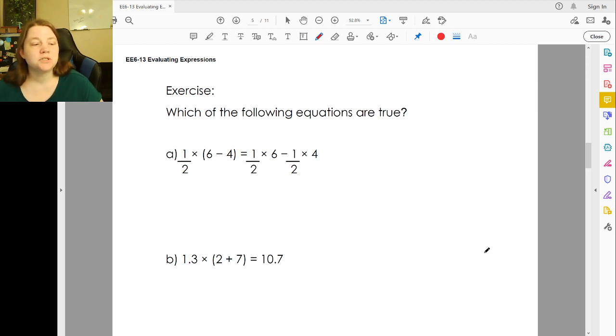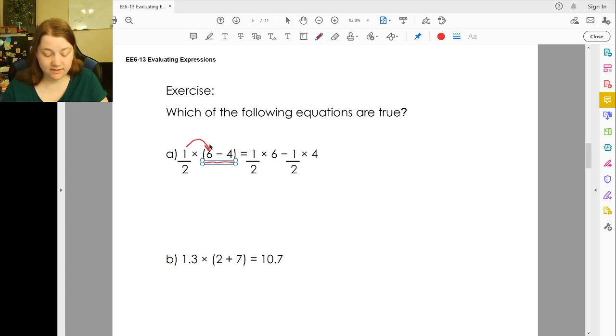So they want to know which of these following equations are true. First of all, let's take a look at letter A. Letter A says 1/2 times the quantity of 6 minus 4, we have these parentheses in here, is the same as 1/2 times 6 minus 1/2 times 4. Well, let's remember the distributive property, which says that I can multiply 1/2 times everything that's inside of here.